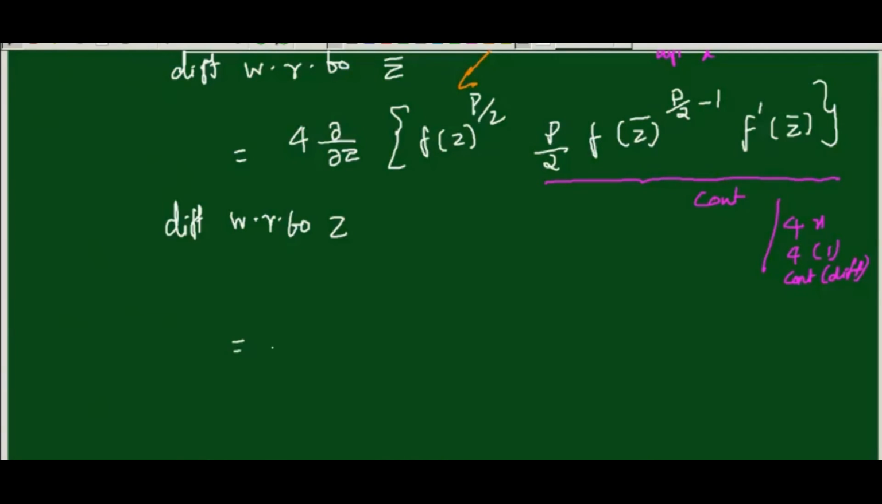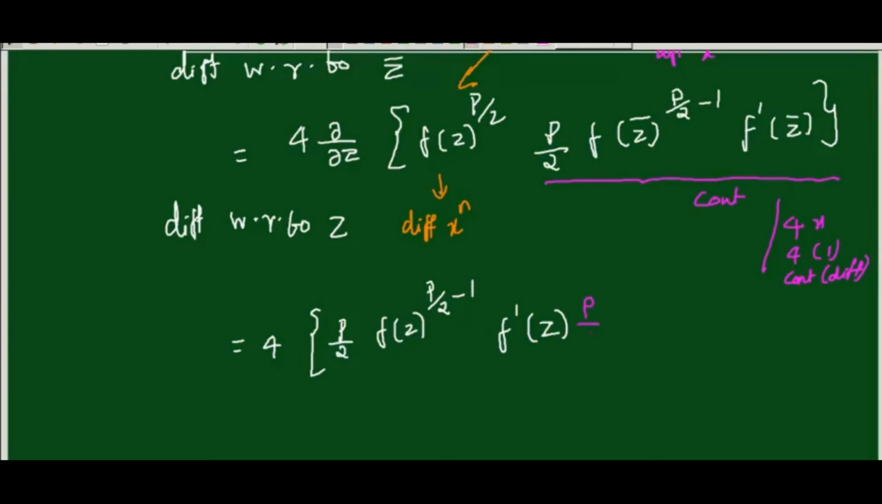So it is equal to 4 times, with respect to z. This is also the differentiation of x power n, and we know the formula, n x power n minus 1. So we get n times f of z whole power n minus 1 into f dash of z, and the remaining constant I write as it is, that is p by 2, f of z bar whole power p by 2 minus 1, f dash of z bar.